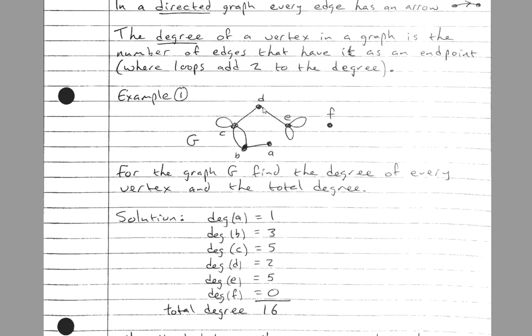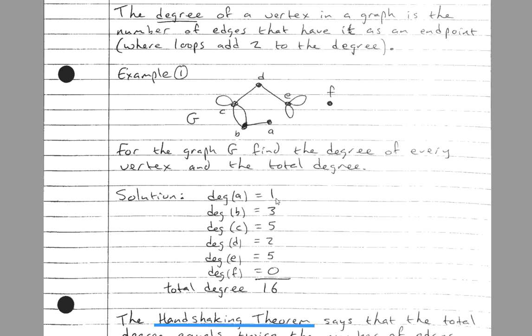All right, so you get the idea. So 2, 5, degree of F is 0, and no edges. And if you add those up, the total degree of G is 16.